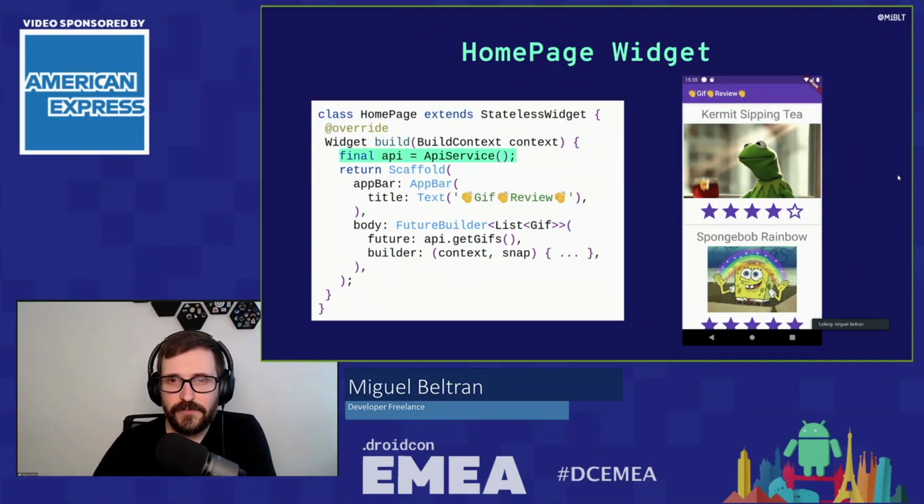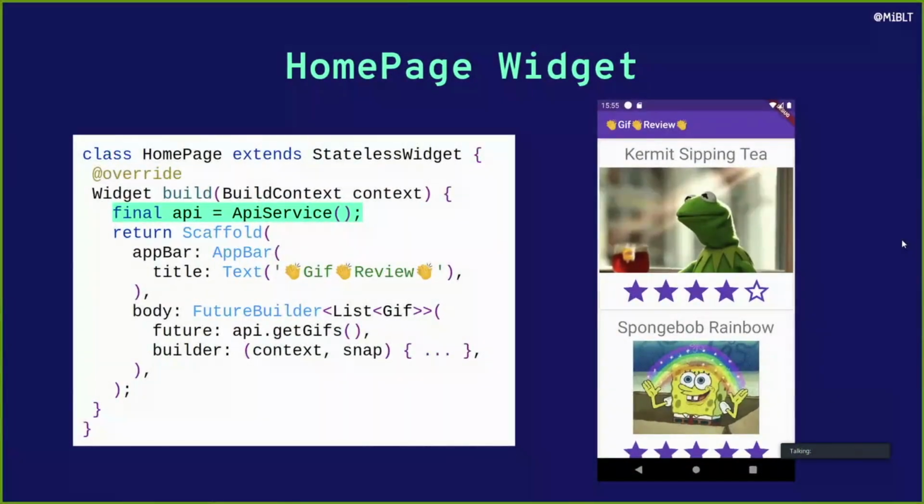In the app, we have the homepage, a widget that loads a list of gifs from the server, which uses internally the API service class to load this data, and then displays it using a future builder. We don't want to use the real API service here, but instead we need to provide one that returns a fake response so we can control and test these results.